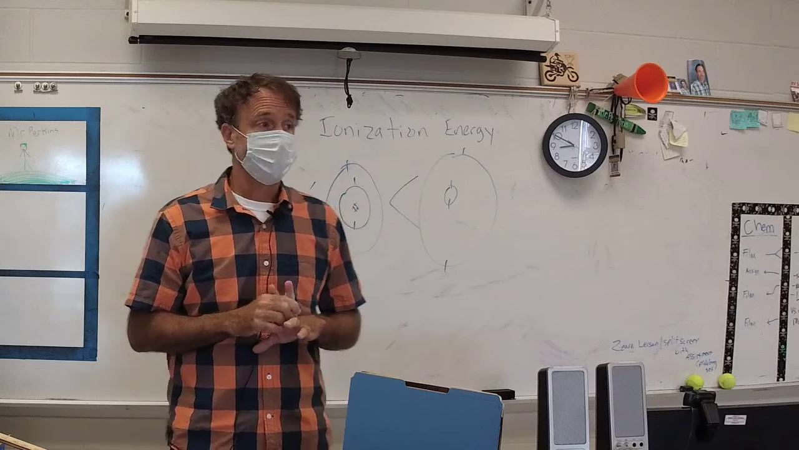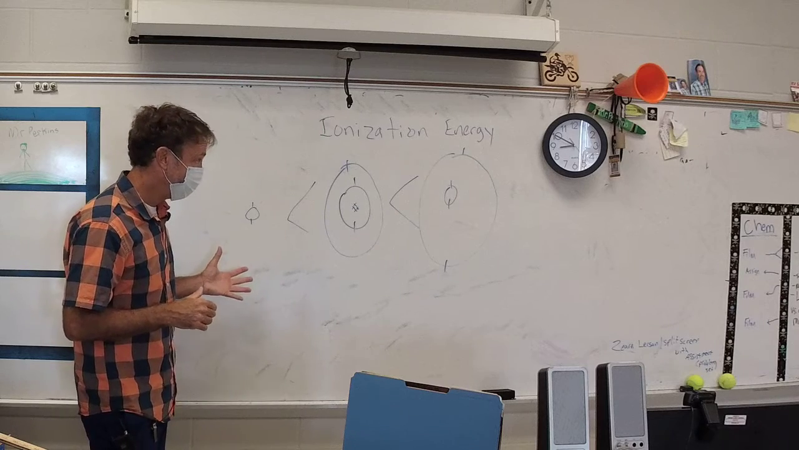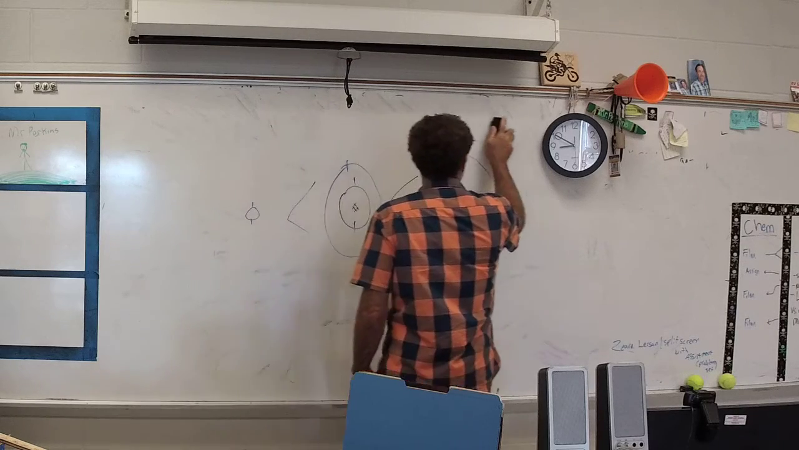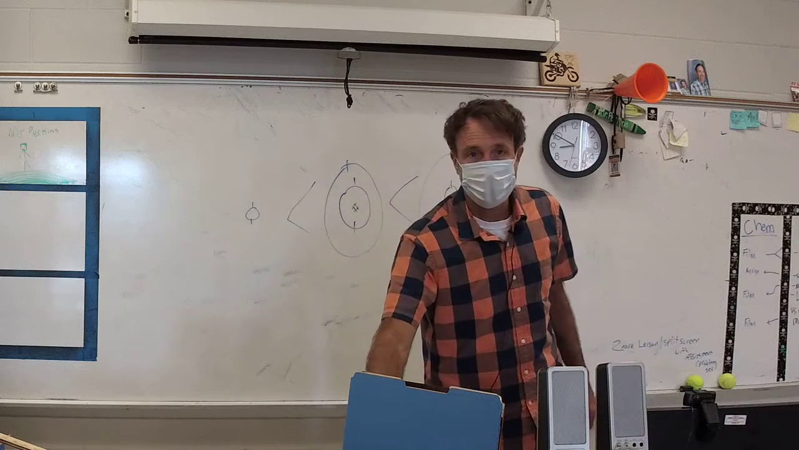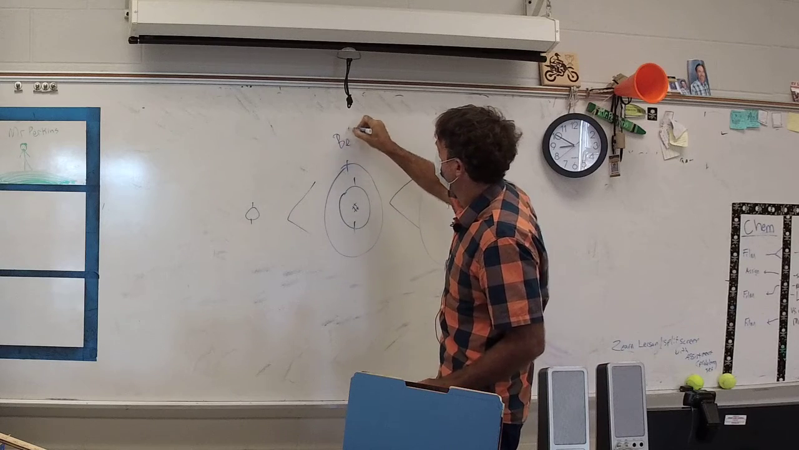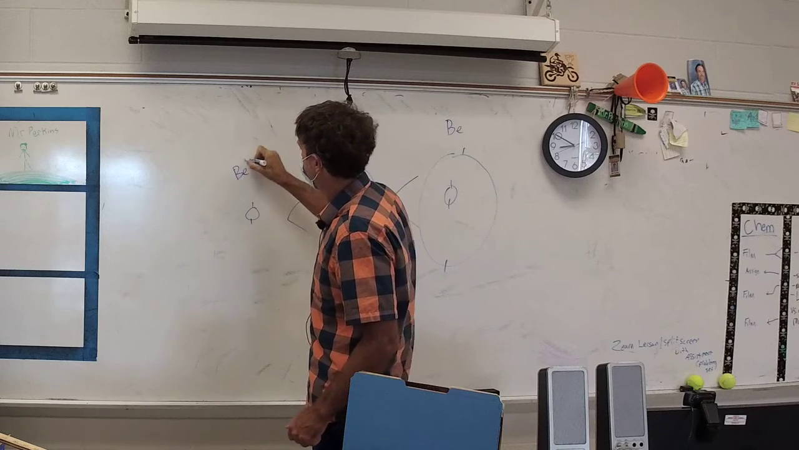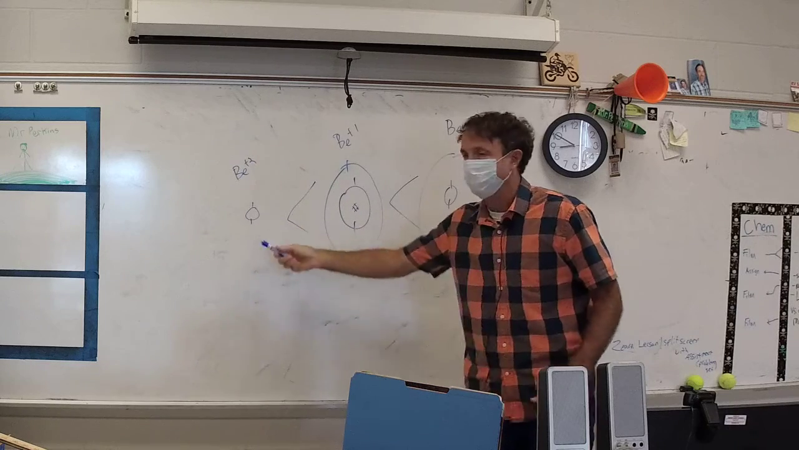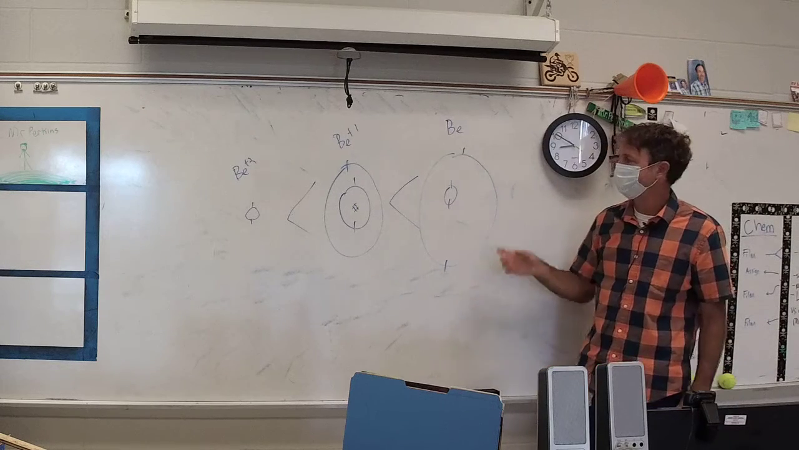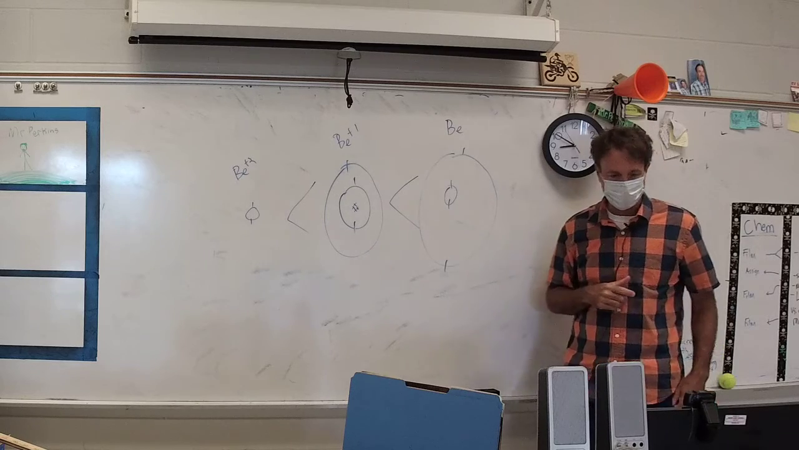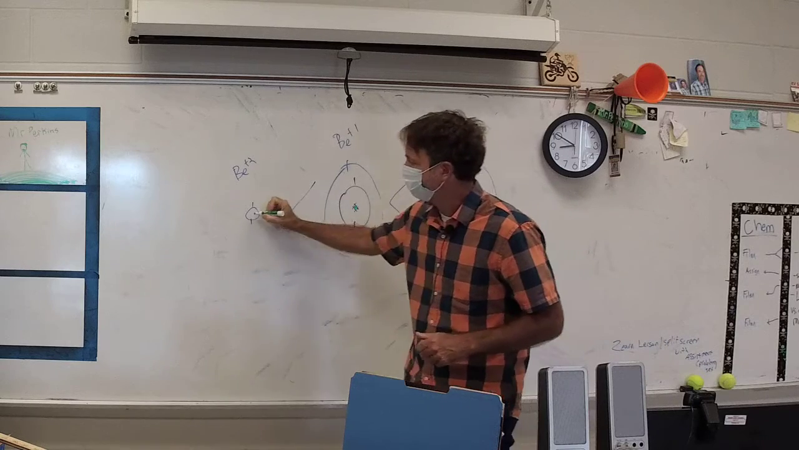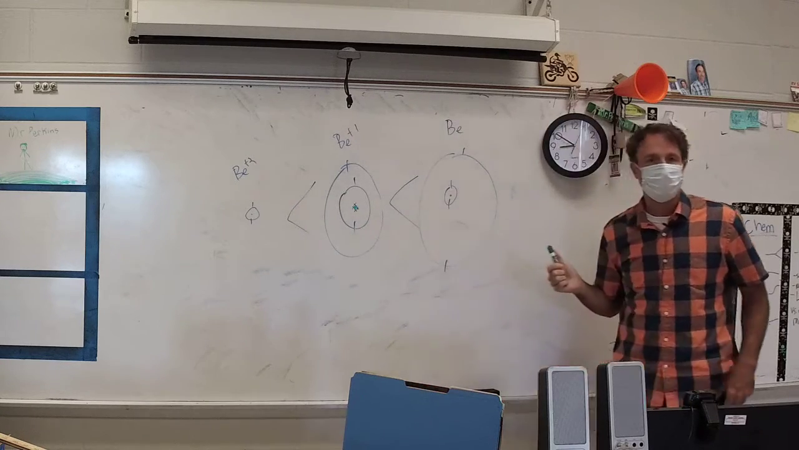Okay? So if we look at these three atoms we have here, which one of these do you think would be the easiest to ionize? Beryllium, beryllium plus 1, or beryllium plus 2? Which one of these three would have the lowest ionization energy, would be the easiest to steal a valence electron from? And remember, the positive charge is in here. Okay? Positive charge is in the middle. Which one's going to be the easiest to mug?